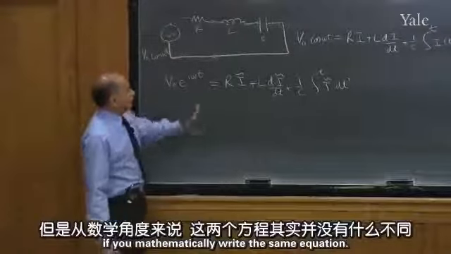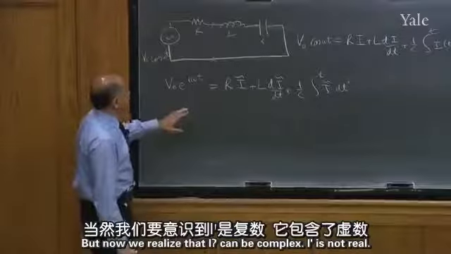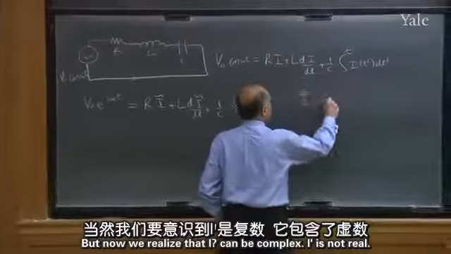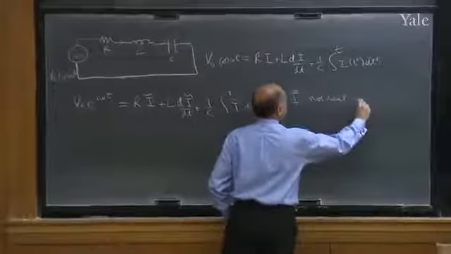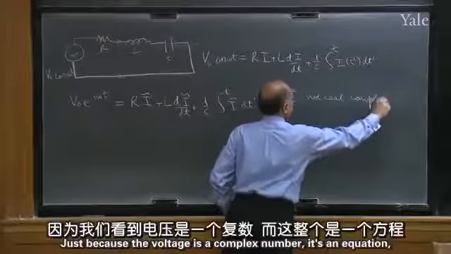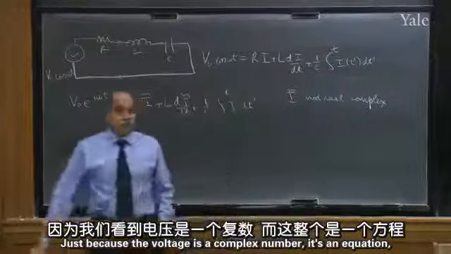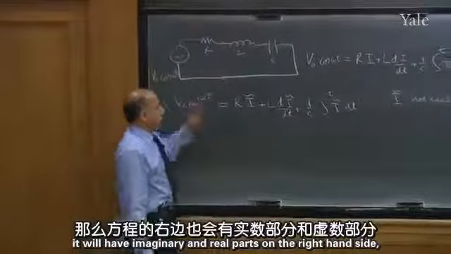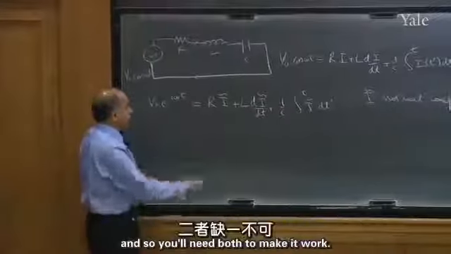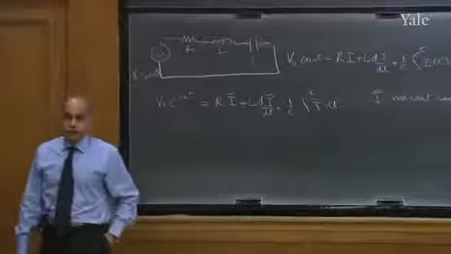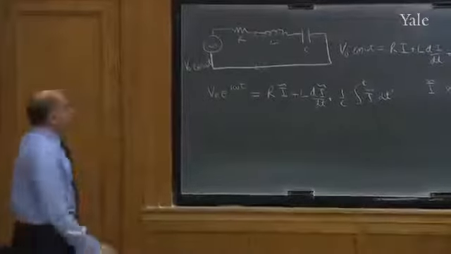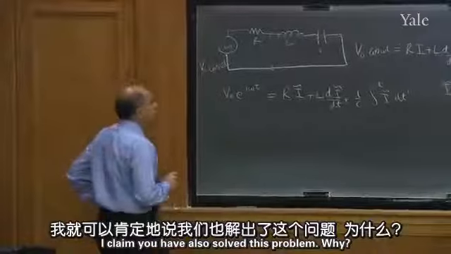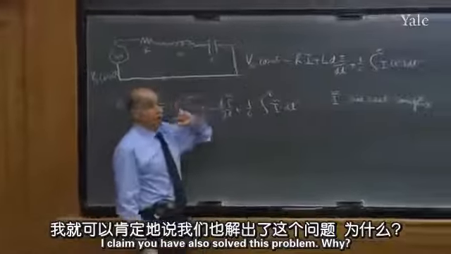So I twiddle is the answer to the problem where the driving voltage is not real, but this. We mathematically write the same equation, but now we realize that I twiddle can be complex. I twiddle is not real. It can be a complex number. That's because the voltage is a complex number. It's an equation. It's got imaginary and real parts on the left-hand side. It'll have real and imaginary parts on the right-hand side, and so you will need both to make it work. But if you have solved this problem, I claim you have also solved this problem.